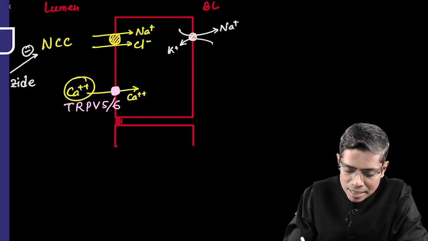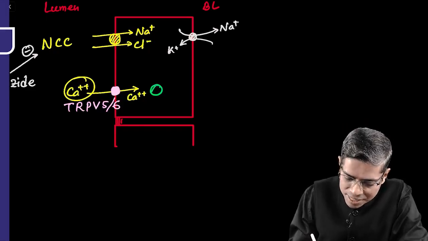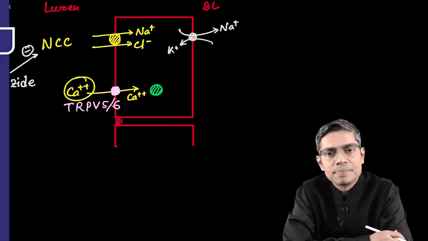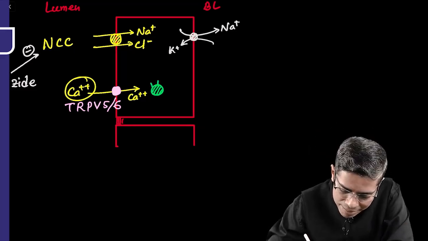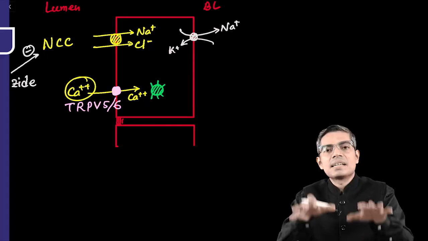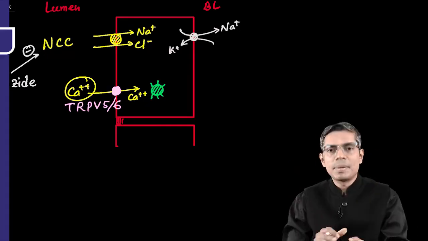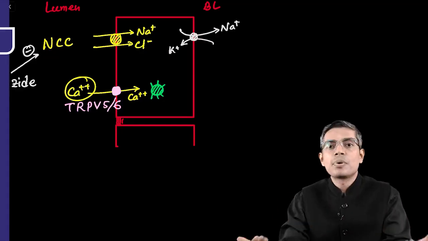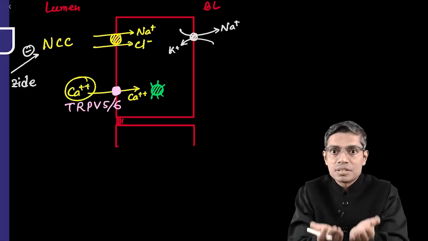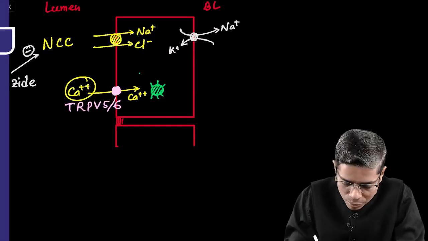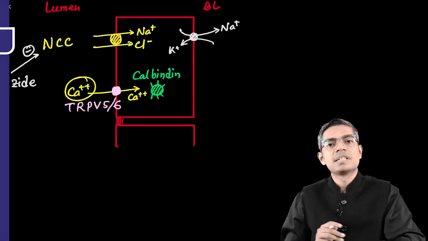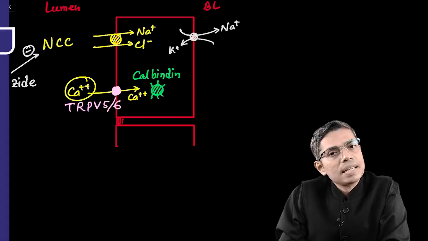There is a binding protein for this calcium. Whenever free calcium is present in the cell cytoplasm, that calcium will be taken up by this binding protein. It will bind with the calcium, and the free calcium will be decreased inside the cell. This binding protein, which is a kind of buffer protein for calcium, is not allowing the free calcium concentration to rise inside the cell. This is known as calbindin, calcium binding protein.